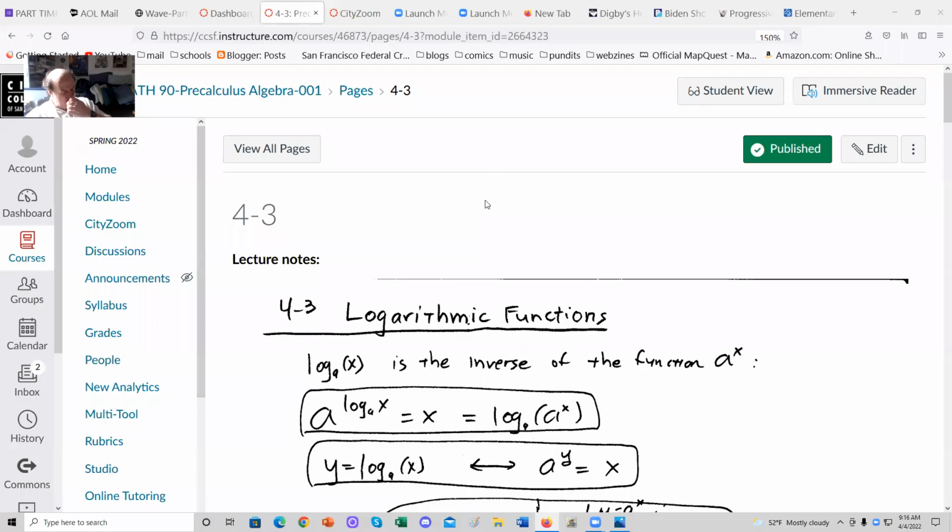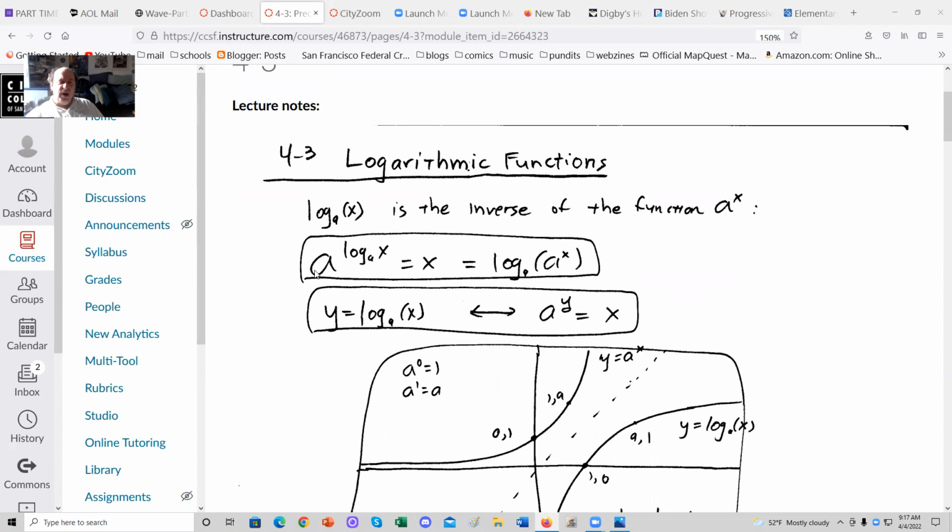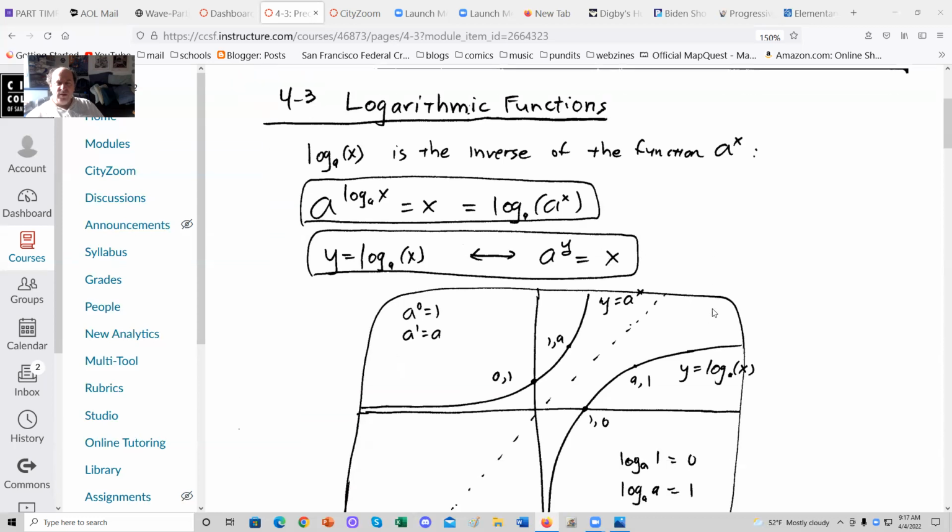All right. Now, exponentials in general have an inverse function called the logarithm. Log base a of x is the inverse of a to the power x. So they undo each other. A to the power log base a of x is x, and log base a of a to the x is x. Another way to say it is a logarithm is the result of transposing an exponential. Y equals log base a of x if and only if a to the y equals x. So they invert each other.